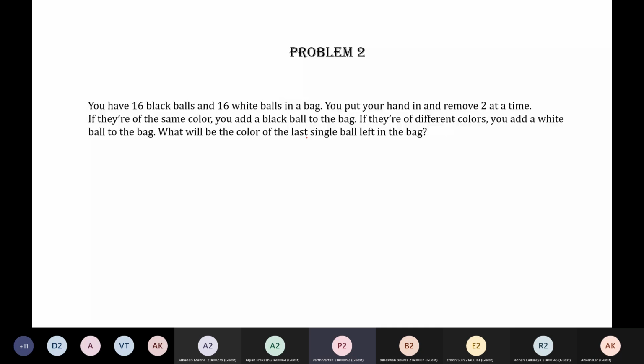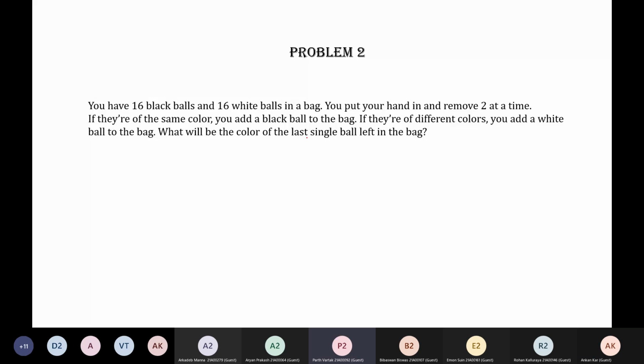Because if we consider the white ball, then if we remove two white balls, we will be adding a black ball. So we are removing two white balls, and the parity of the number of white balls remains the same. But if we remove a white ball and a black ball, then we put back a white ball, so the number of white balls is unchanged. Again, the parity remains the same.